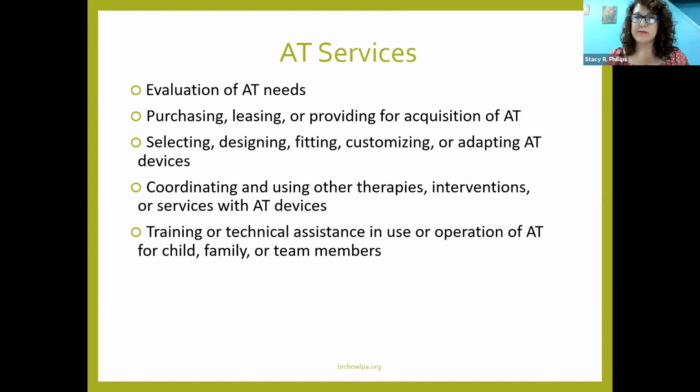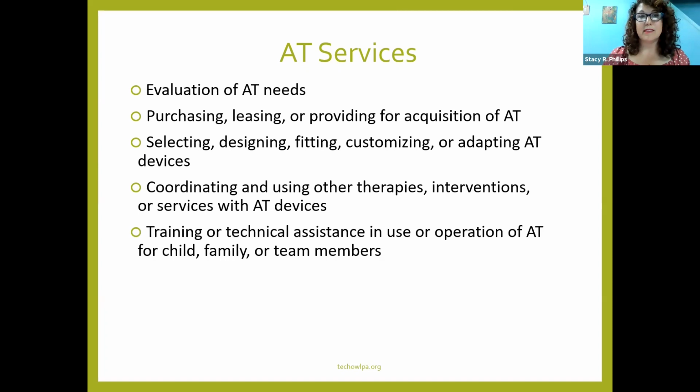There are other ways of doing this. Even in our office at the Institute on Disabilities, we can do various forms of AT consults and evaluations. Services also include purchasing, leasing, or providing for the acquisition of AT. So getting those services to help you either borrow that device or purchase that device.